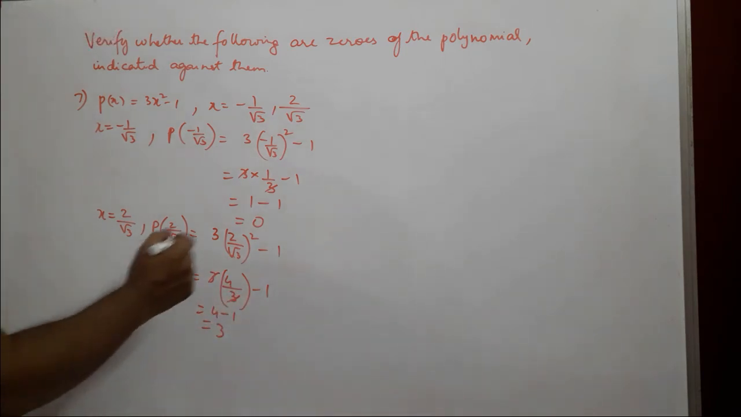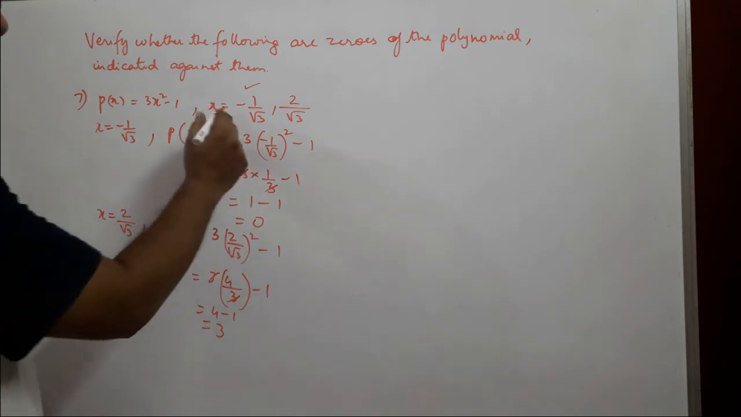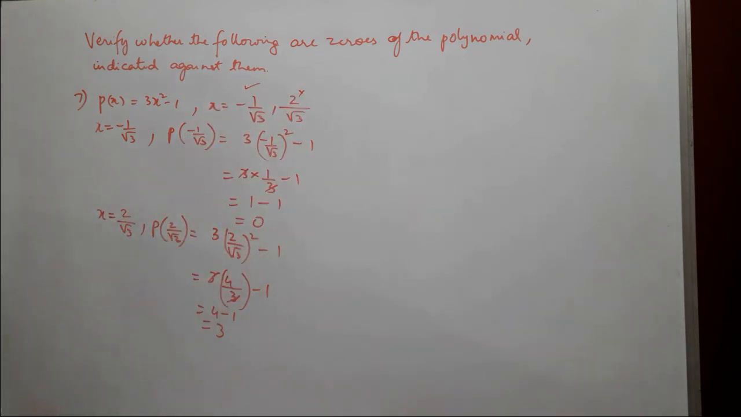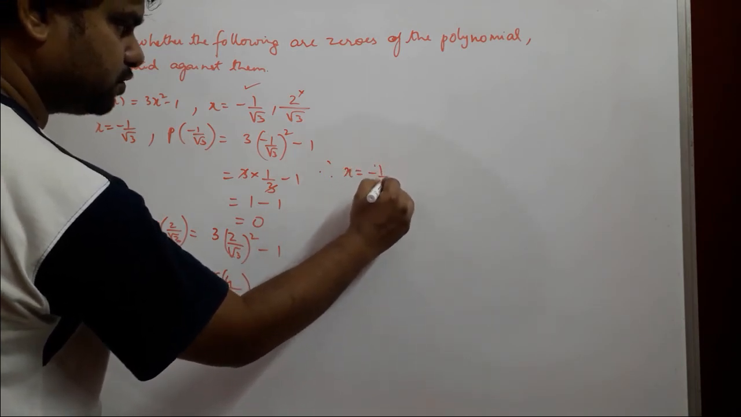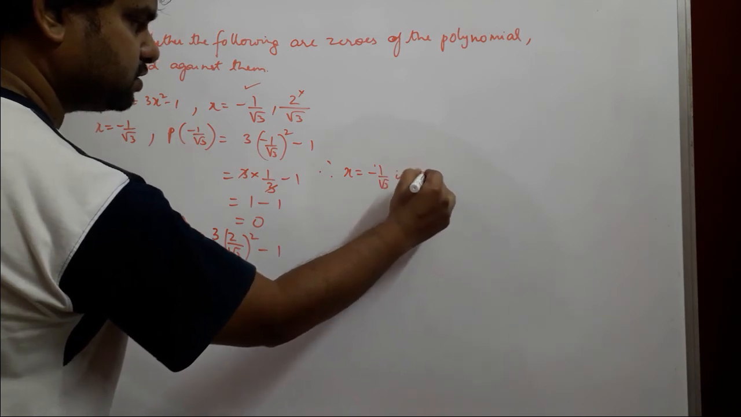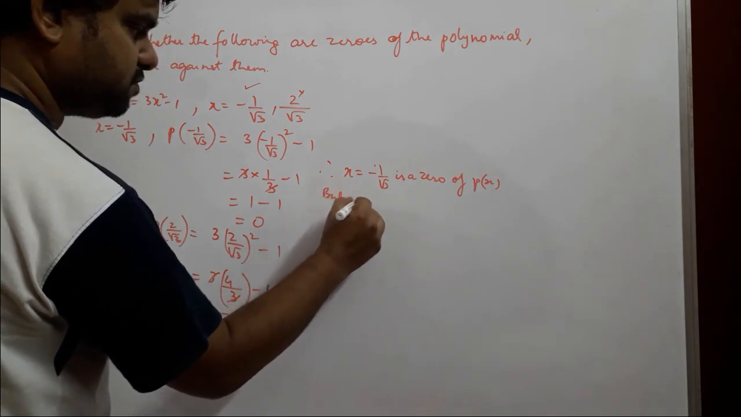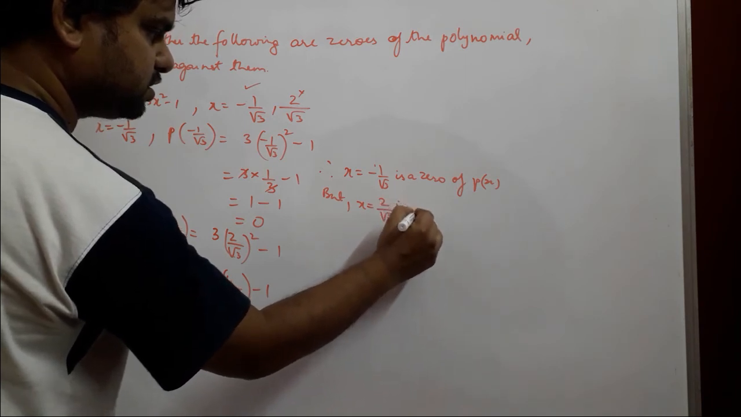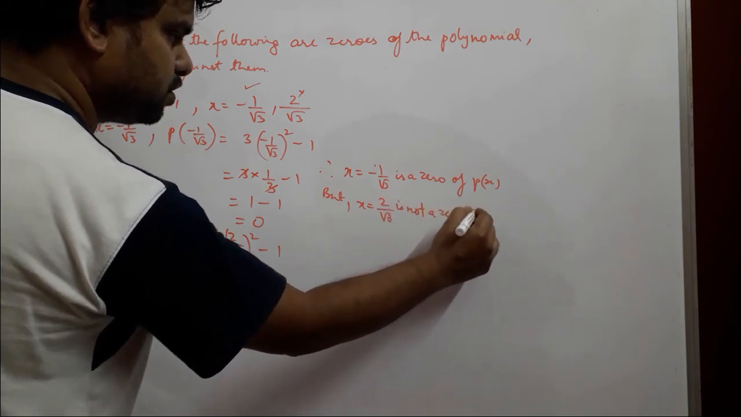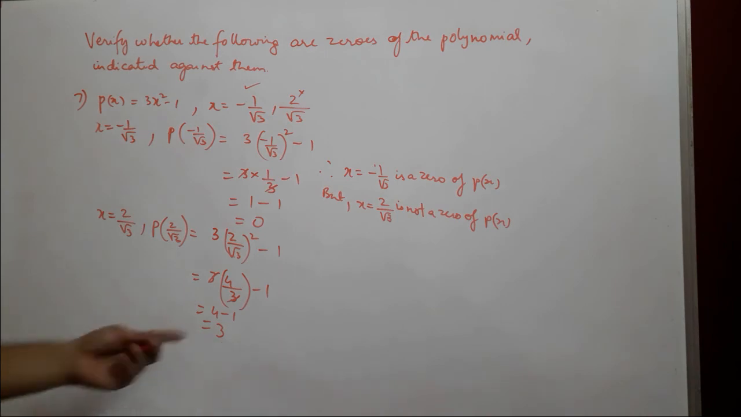So from here we can easily make out that x equal to minus 1 upon root 3 is a 0 of the polynomial, but x equal to 2 upon root 3 is not a 0 of the polynomial. So we can say therefore x equal to minus 1 upon root 3 is a 0 of the polynomial, but x equal to 2 upon root 3 is not a 0 of the polynomial, because we didn't get it equal to 0. So obviously it means it is not a 0 of the polynomial.